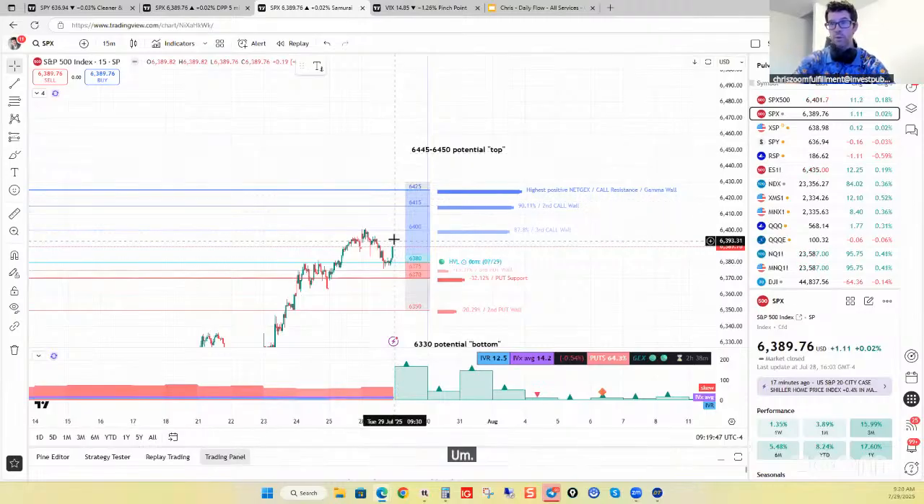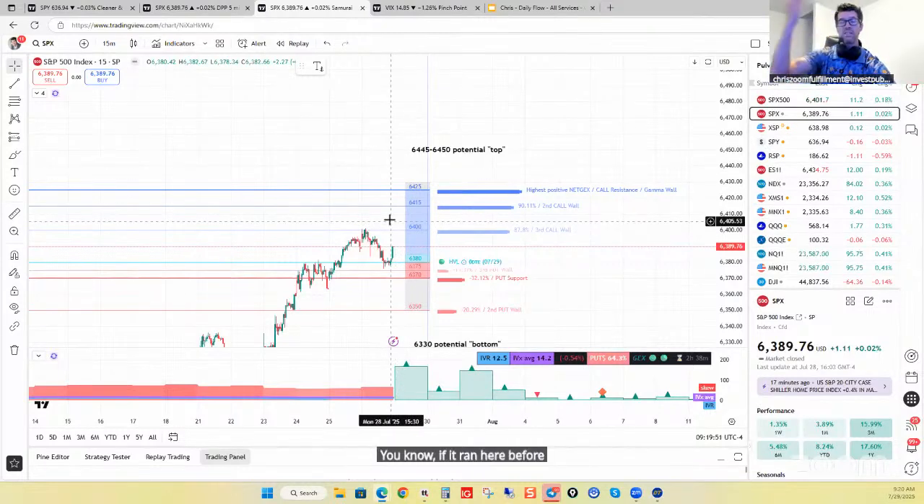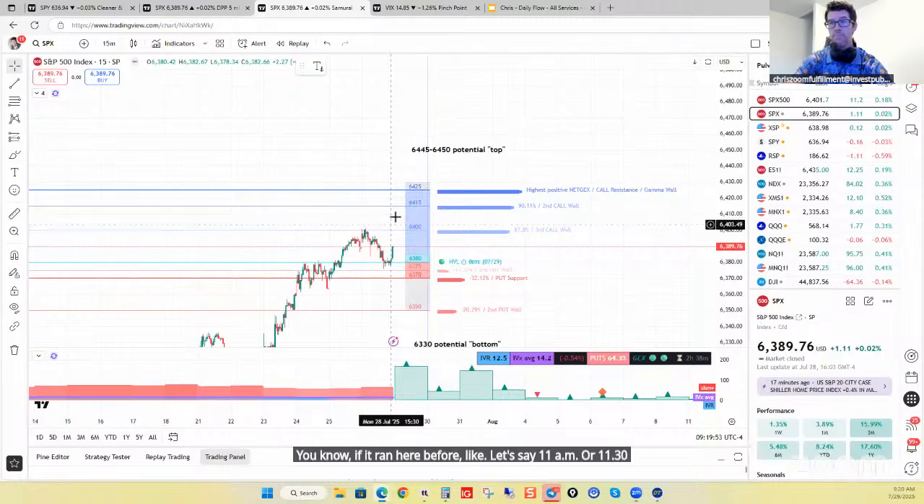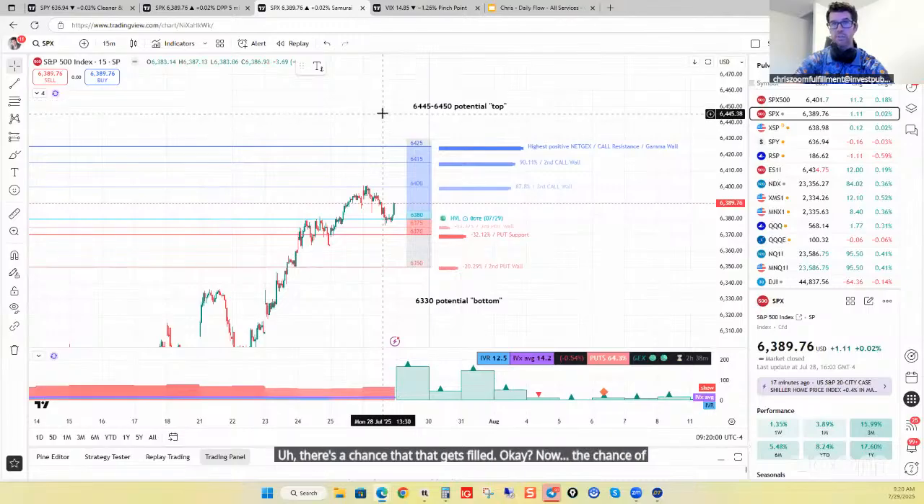Realistically, if we see the markets running up here, if it ran here before, let's say 11 a.m. or 11:30 a.m., there's a chance that that gets filled. Now, the chance of that getting filled is pretty slim, in all honesty.